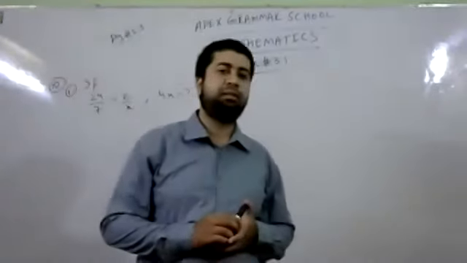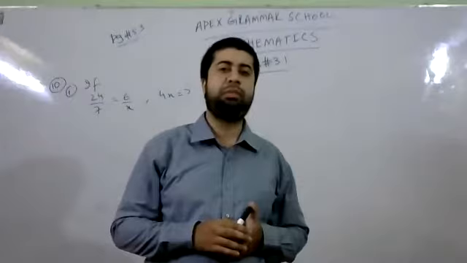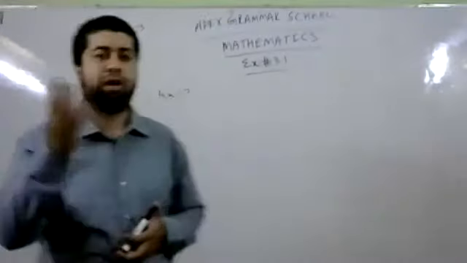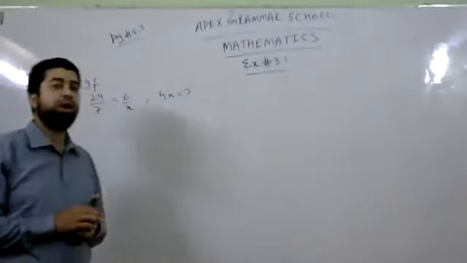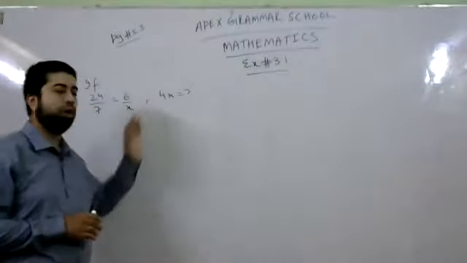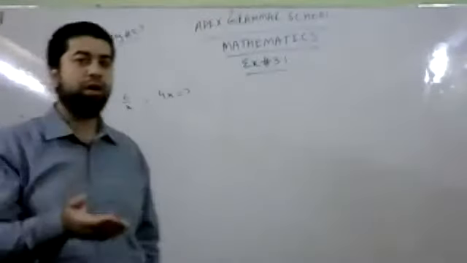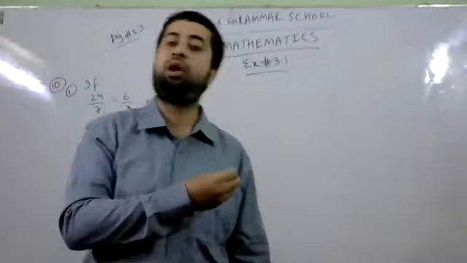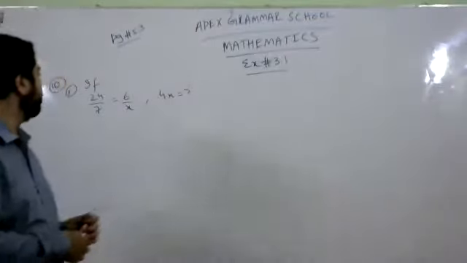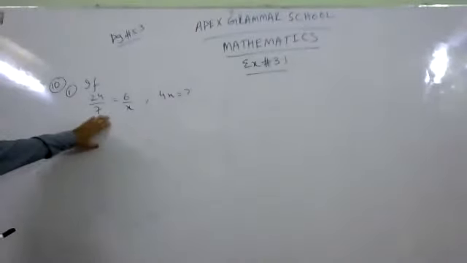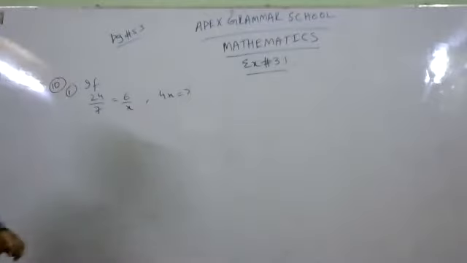There are some methods to solve this question, but the very easiest method is to forget that you are going to find the value of 4x. Consider that you are going to solve it for x. So just find the value of x only.